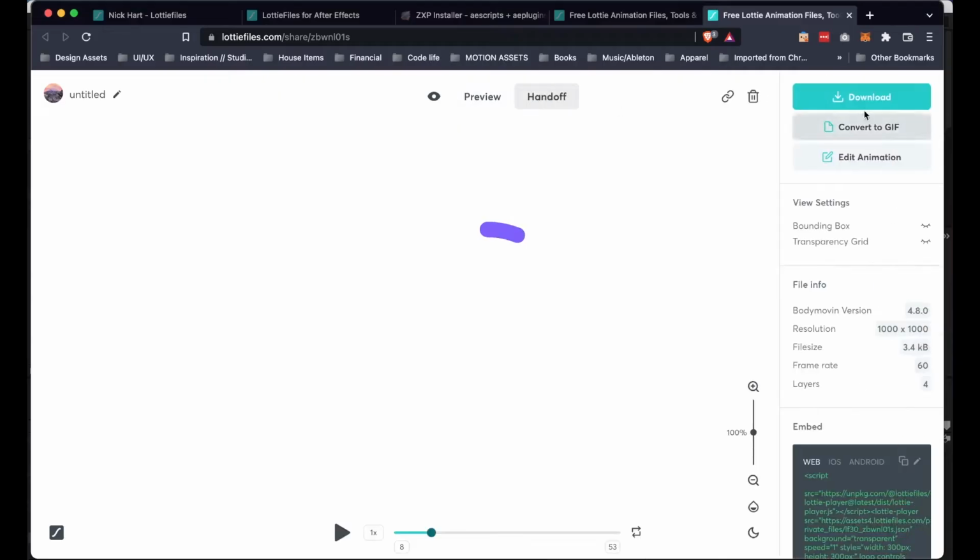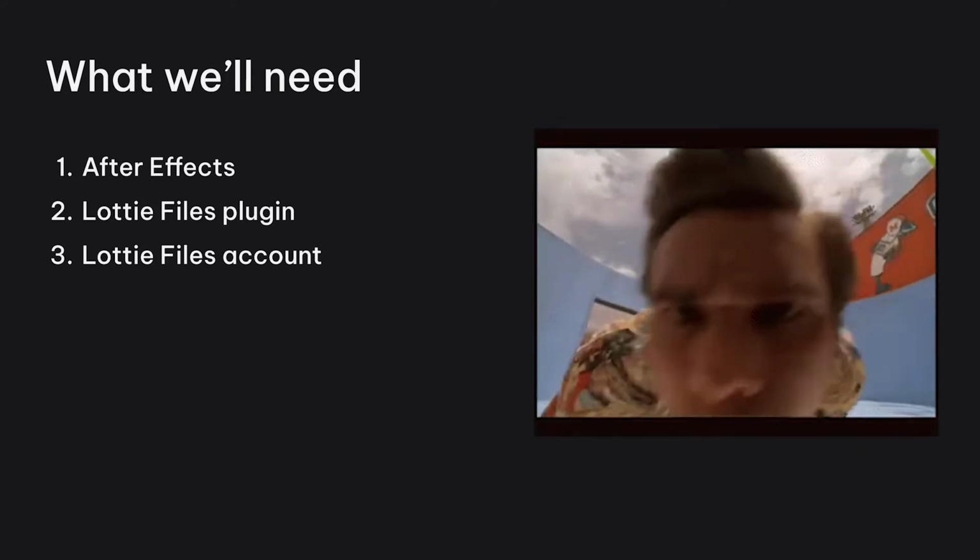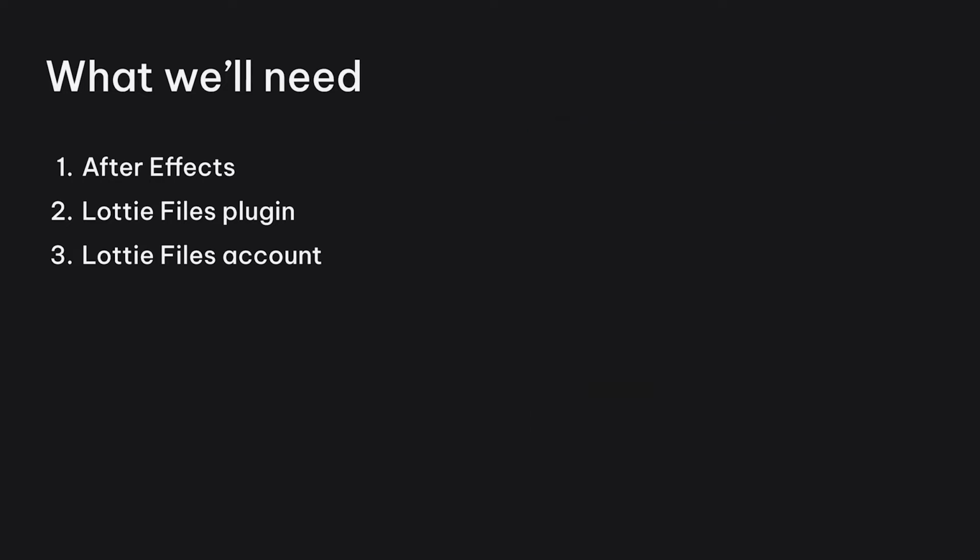And by the end of it, we'll have a JSON file that we can hand off to development and they can throw in your animation wherever they need it. Let's jump in. Alright, so before we actually start making anything, we're gonna need to make sure we have what we need. And what we need is After Effects, the LottieFiles plugin, and a free LottieFiles account. So let's get that all set up first.